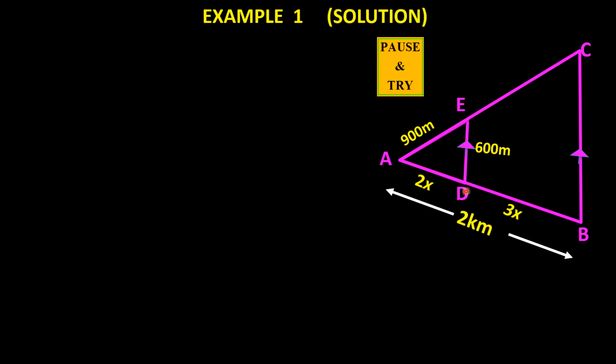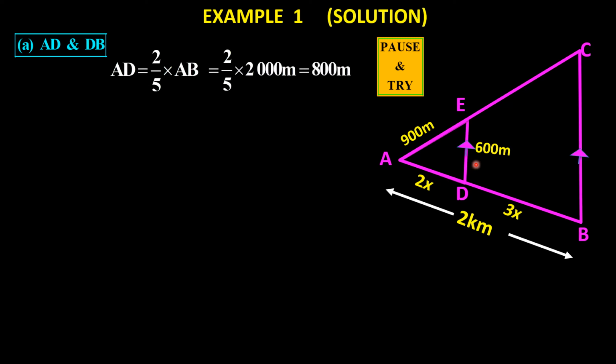Let's look at our given information. We have DE parallel to BC, AE is 900, ED is 600 meters, and AB is 2 kilometers, and AD is to DB is 2:3, so we write 2x is to 3x. We're going to calculate AD. AD will be 2 parts, and DB is 3, so AD is 2/5 of AB. And 2/5 of 2000 meters is 800 meters. Now to calculate DB, we just subtract: 2000 minus 800 gives me 1200.